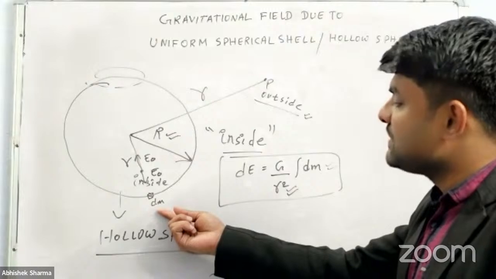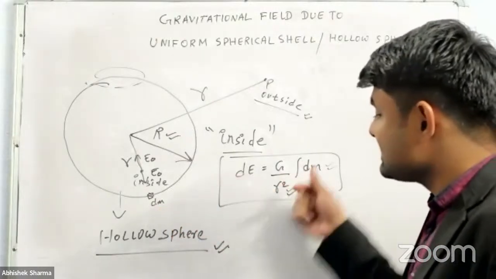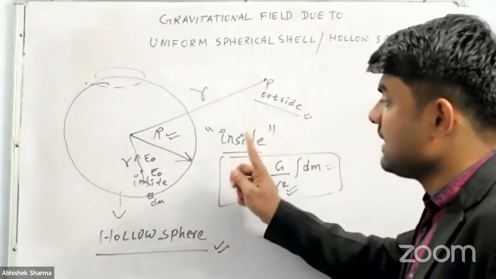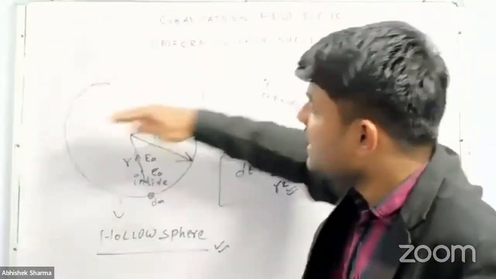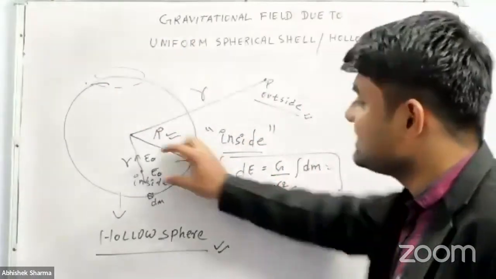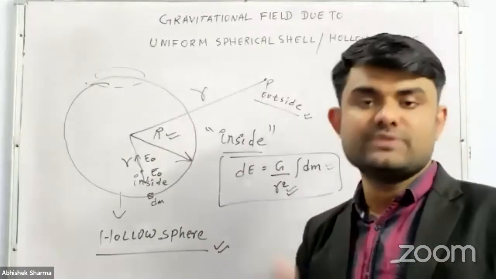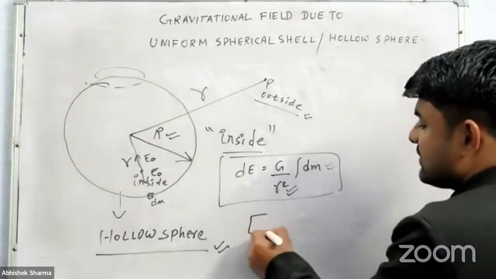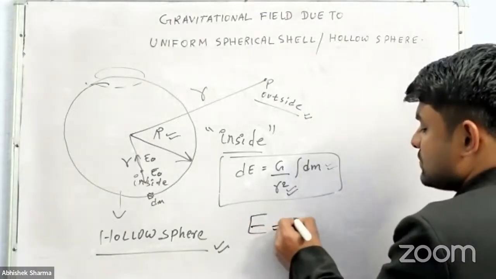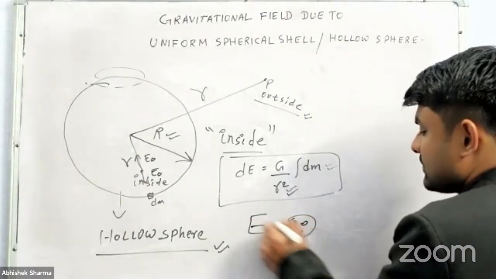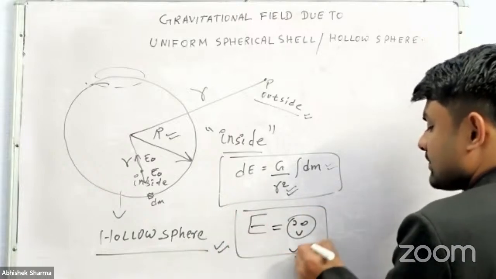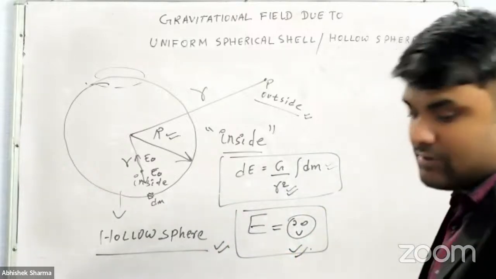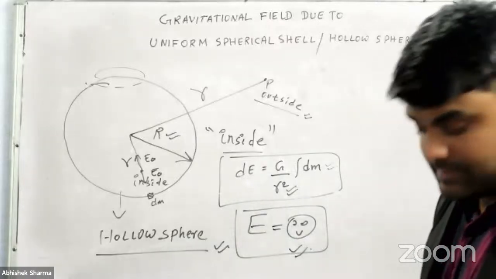Here the dm mass is present at small mass, distance is less. Distance is less, this quantity goes up. Distance is more, but more mass is required. So somehow it will cancel each other. I hope you're able to visualize the things, isn't it? So we'll say for the inside point, net gravitational field intensity is equals to 0. Okay, write it down, please. Now we'll check for the outside points.